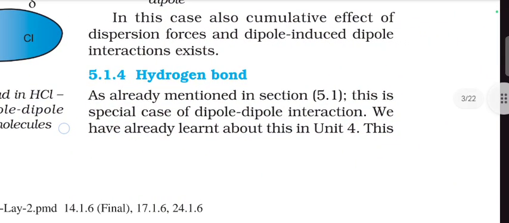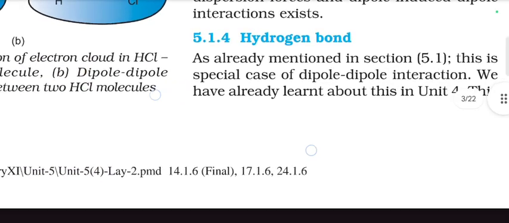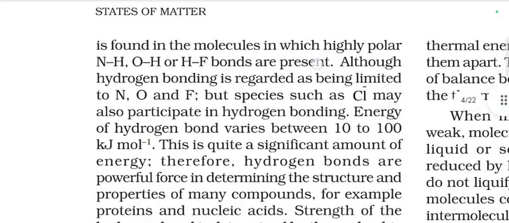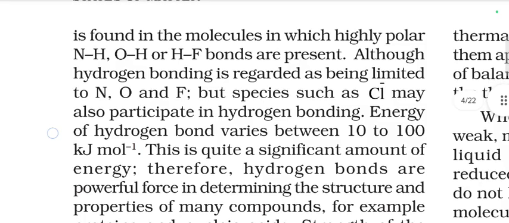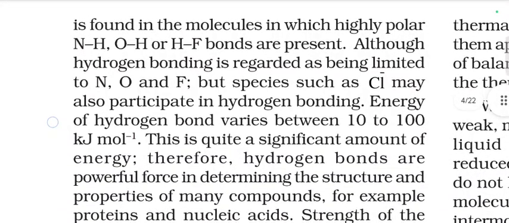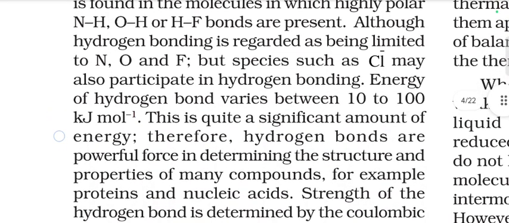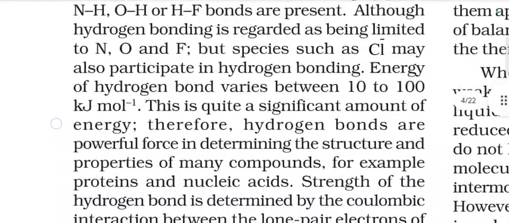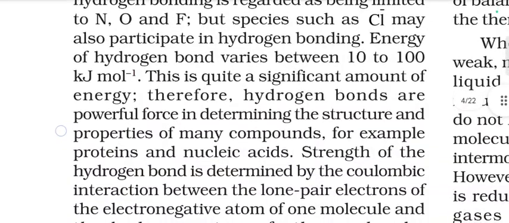Hydrogen bond. As already mentioned in section 5.1, this is a special case of dipole-dipole interaction. We have already learned about this in Unit 4. It is found in molecules in which highly polar N-H, O-H or H-F bonds are present. Although hydrogen bonding is regarded as being limited to N, O, and F, species such as Cl negative may also participate in hydrogen bonding.